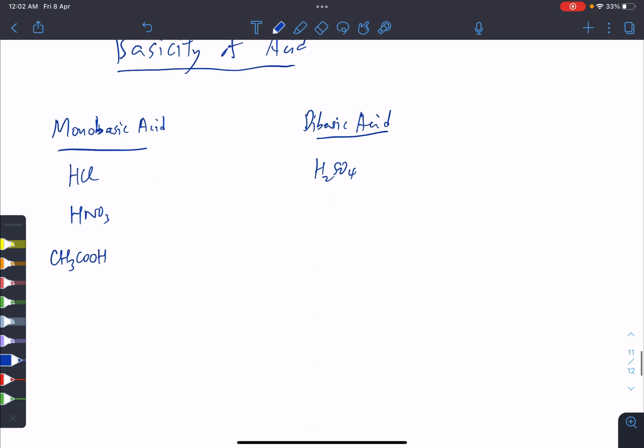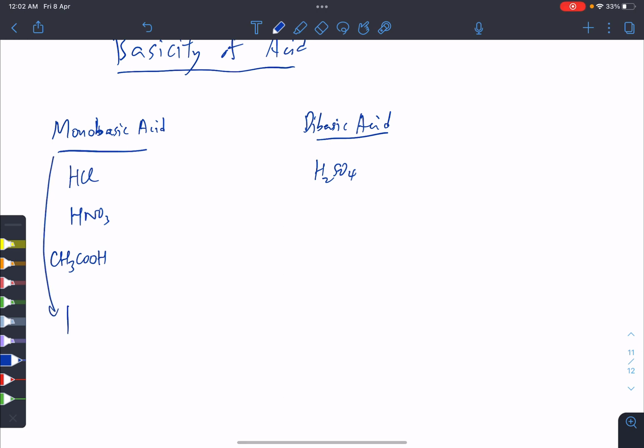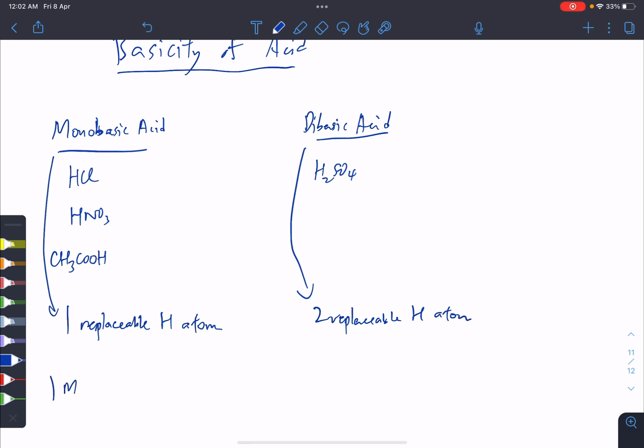So the monobasic definition is actually that there is one replaceable hydrogen atom. Dibasic has 2 replaceable hydrogen atoms. Another way you can phrase it is this way: one monobasic acid produces 1 H+. So I'm totally ignoring strong and weak acids.